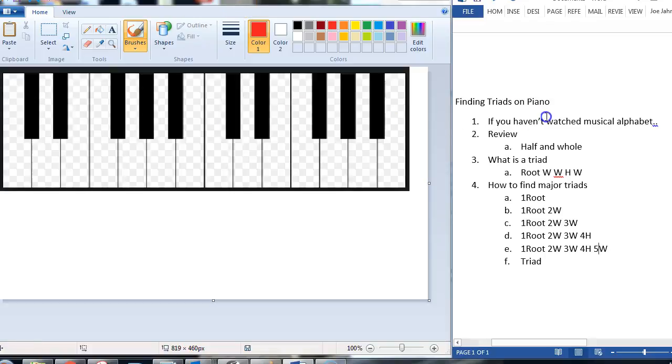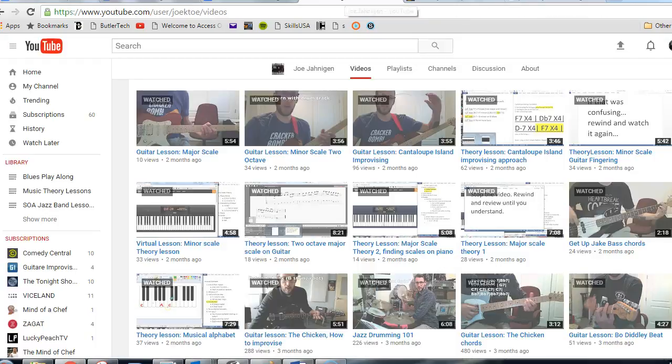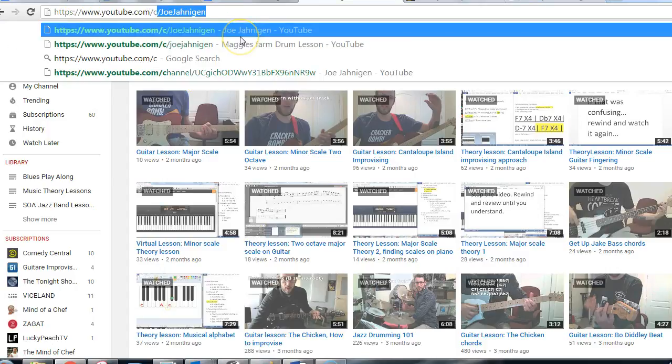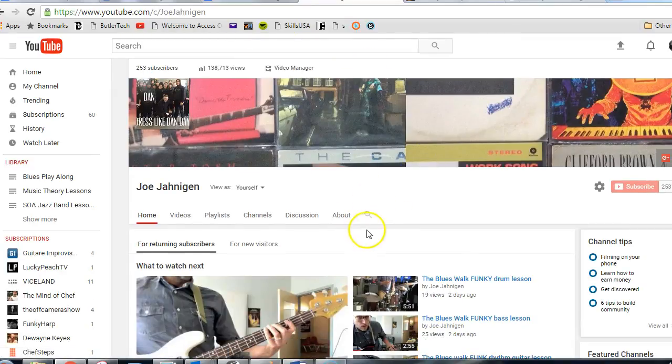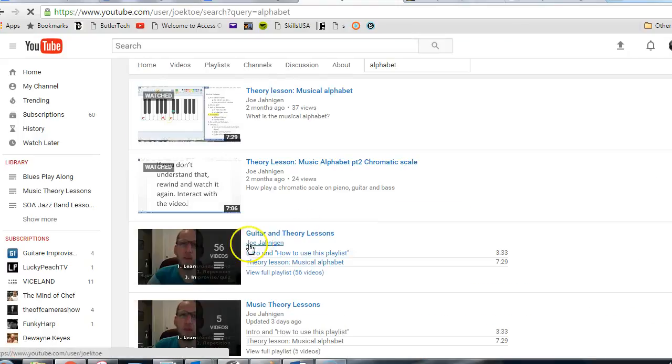Alright, this is finding triads on piano. If you haven't watched the videos on the musical alphabet, you're going to want to do that first. You can just search my channel for musical alphabet. If you go to youtube.com/c/Jahnigen, there's a little magnifying glass right here. If you click that and type in alphabet, the video will show up. So watch this one and this one if you haven't already done so.